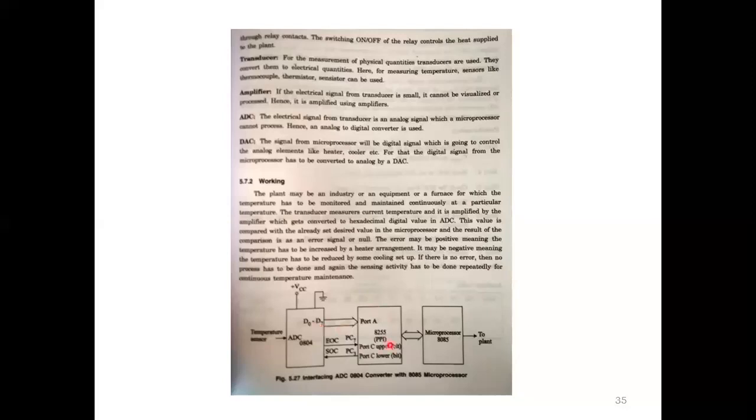Okay, this is the interface between the ADC and DAC with the microprocessor. Here we are using port A for data communication. Port C is for the control signal operations.